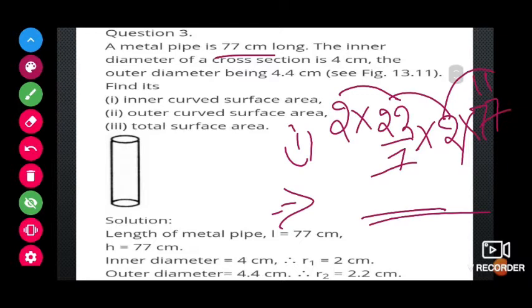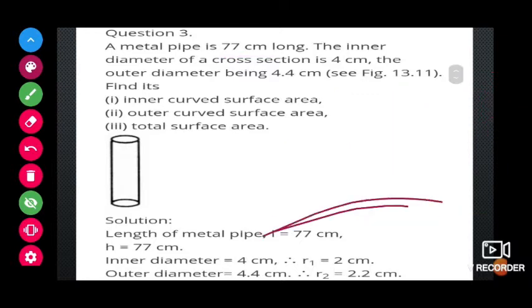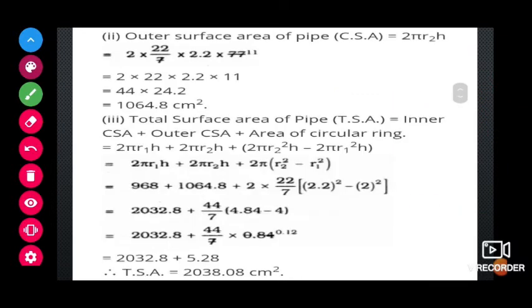That's it. Next one is the outer surface area. That time the radius will be 2.2. So the same formula, 2 pi r h, 2 into 22 by 7 into 2.2 into 77. Here also 7 ones are 7, 7 elevens are 77. If we multiply the remaining, we will get the answer.